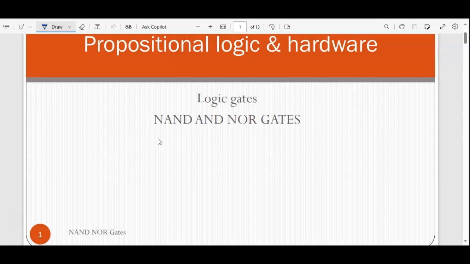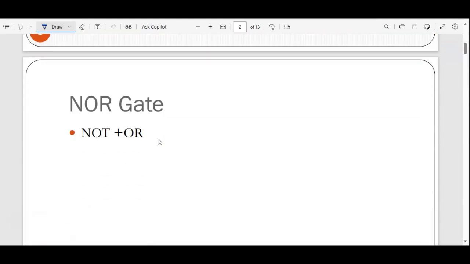We also discussed the universal gates and the basic gates. The basic gates are AND, OR and NOT, and the universal gates are NAND and NOR. In the last video, we covered the NAND gate, which is under the category of universal gates, and today we are going to cover the NOR gate. So let us start our session.